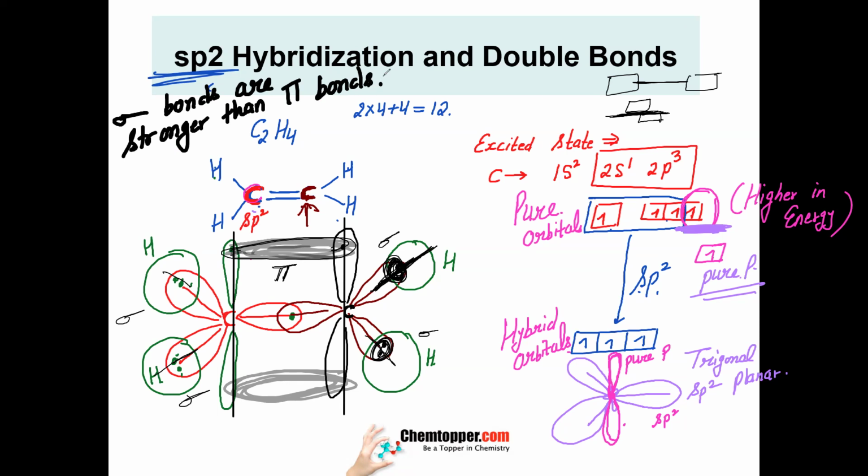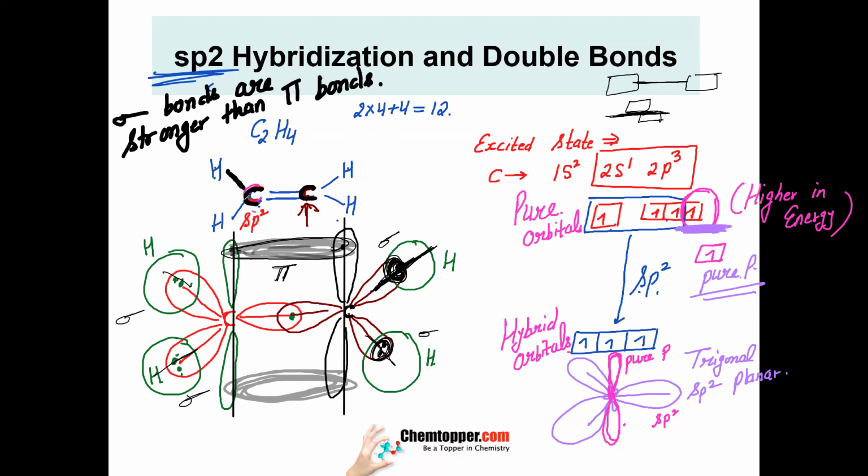Are we clear about it? This picture is clear, children. This carbon is sp2. This carbon is also sp2. So sp2 means trigonal planar. This molecule is trigonal planar.